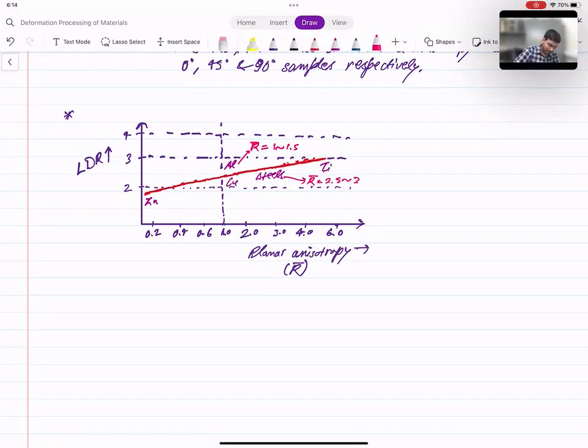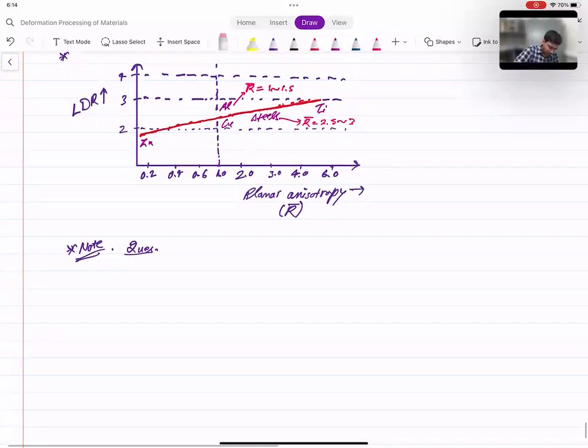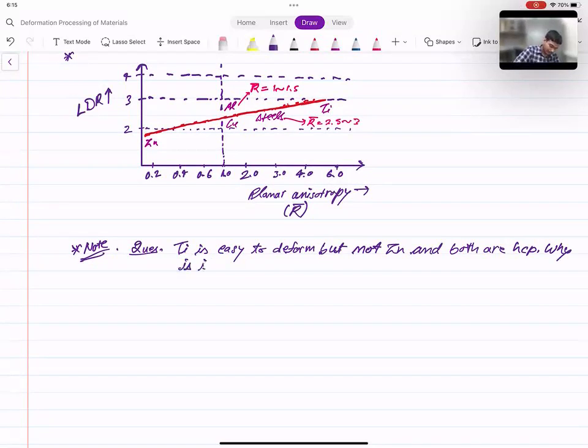Okay, so let me put it like a note. This was a question that titanium is easy to deform, but not zinc, and both are HCP. Why is it so?